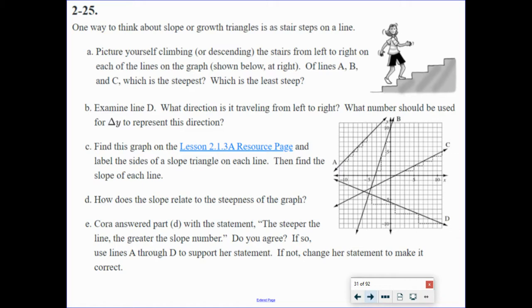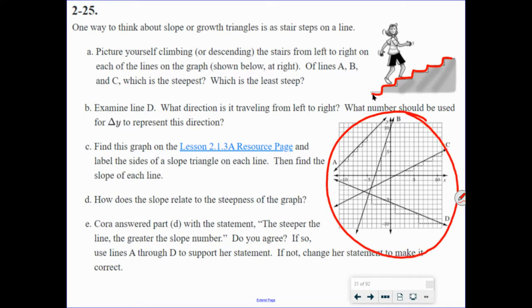So problem 225. One way to think about slope or growth triangles is a stair step up on a line. So right here, you think of the stairs on the picture there, okay? Picture yourself climbing or descending the stairs from left to right on each stair, or each of the lines on the graph shown below on the right. Of lines A, B, C, which is steepest, which is the least steep? So imagine you were climbing stairs, okay, right here. Here are the stairs, and we were looking at these lines right here.